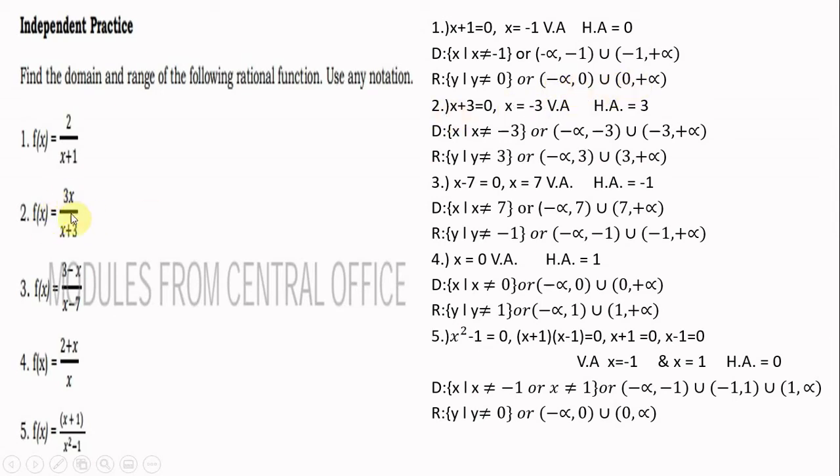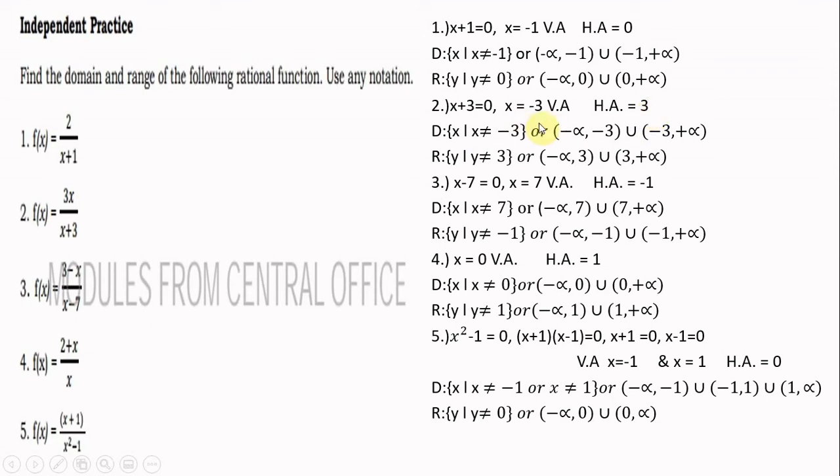Okay, number 2, f of x equals 3x over x plus 3. To find its domain and range, we will equate the denominator to 0. So x plus 3 equals 0, and transposing positive 3, that becomes negative 3, and our vertical asymptote is negative 3. To find its horizontal asymptote, the degree of the numerator is 1, and the degree of the denominator is 1, so they have equal degree. Therefore, to get its horizontal asymptote, all you have to do is divide the numerical coefficients. 3 divided by 1, our horizontal asymptote is 3.